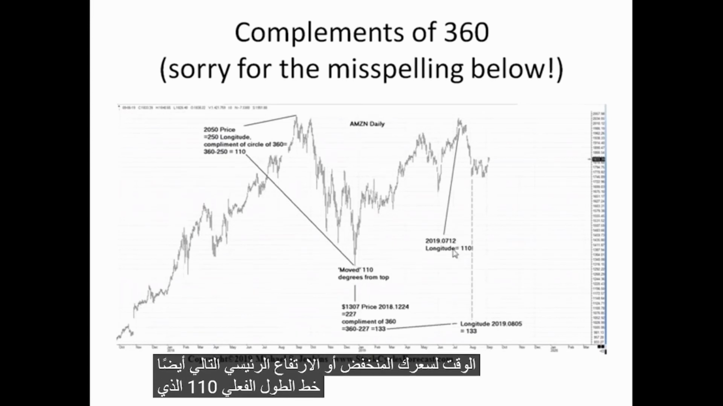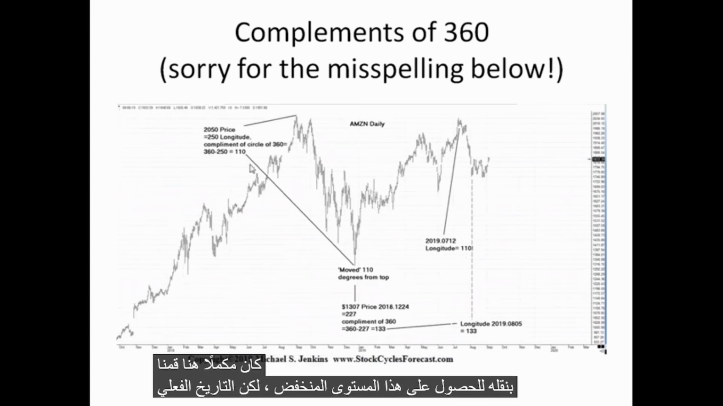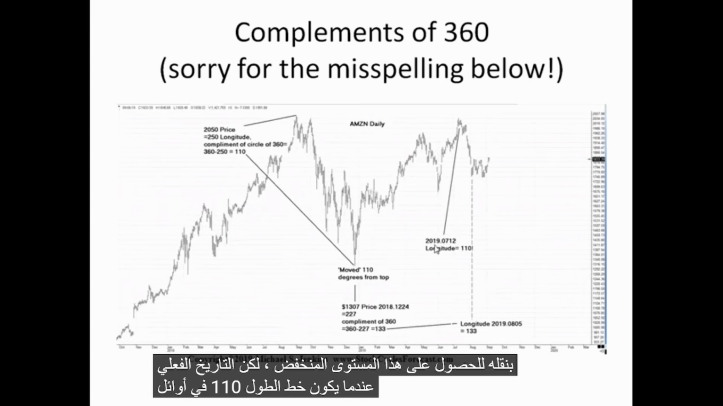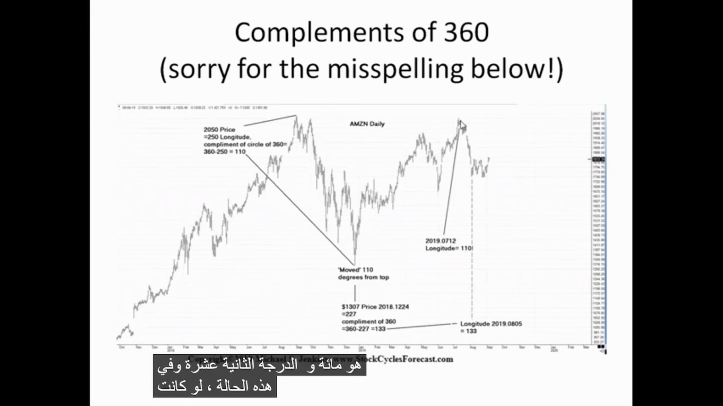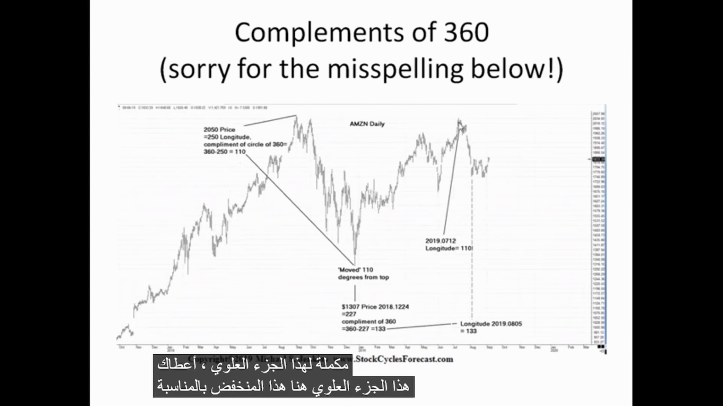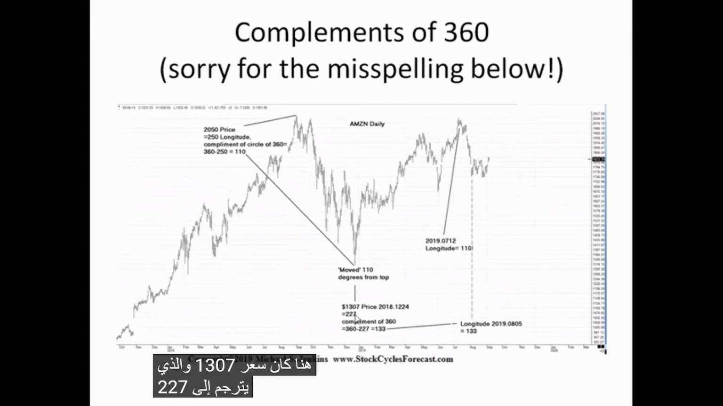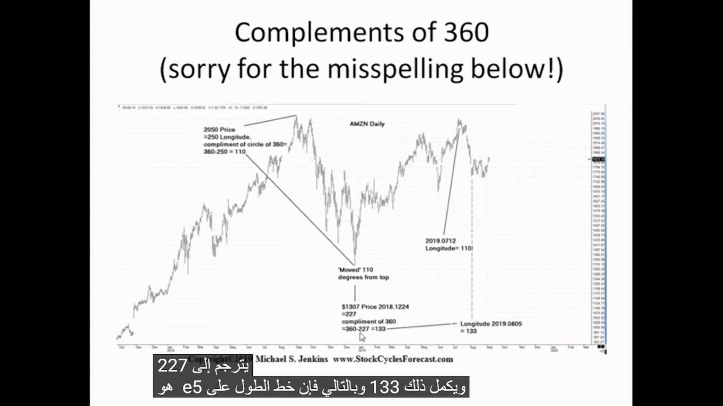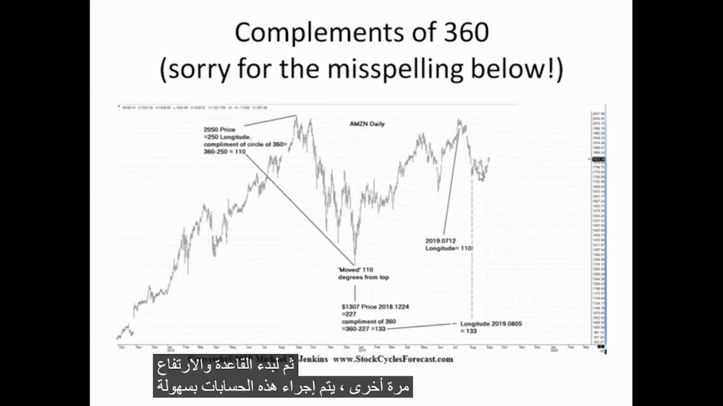Also, the actual longitude of 110, which was the complement here. We had moved it 110 to get this low, but the actual date when the longitude is 110 is in early July. Remember, 90 degrees is June straight up on June 20th. So July 12th is the 112th degree, and in this case, it had been the complement of this top here, gave you this top right there. This low, by the way, here was a price of 1307, which translates into 227, and the complement of that is 133. So the longitude on 8/5 is 133, and that was where this little break bottomed. Then it started to base and go up again.